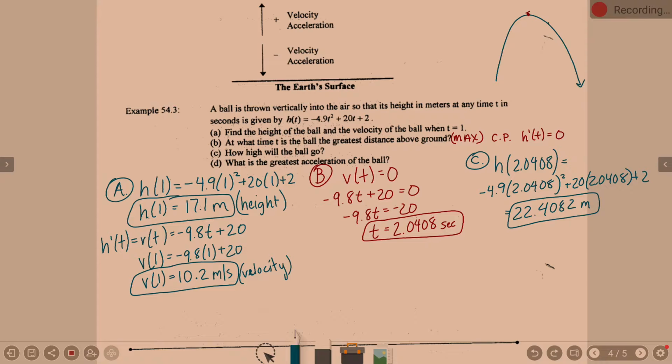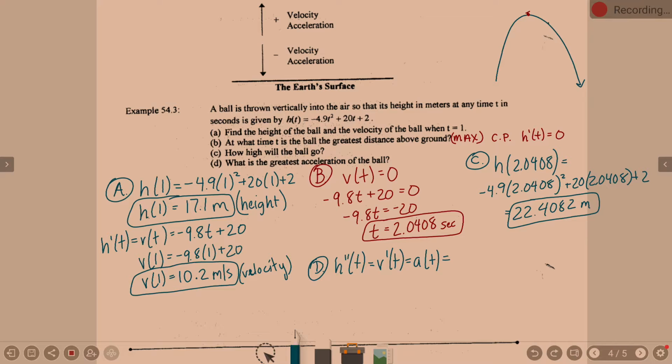D. What is the greatest acceleration of the ball? Acceleration. Okay. So when that ball goes up and comes down, what controls that? Gravity's controlling that, right? Now, officially, think calculus with me. In order to find acceleration, you do the second derivative of the position, or you do the first derivative of velocity, and that will give you acceleration, right?